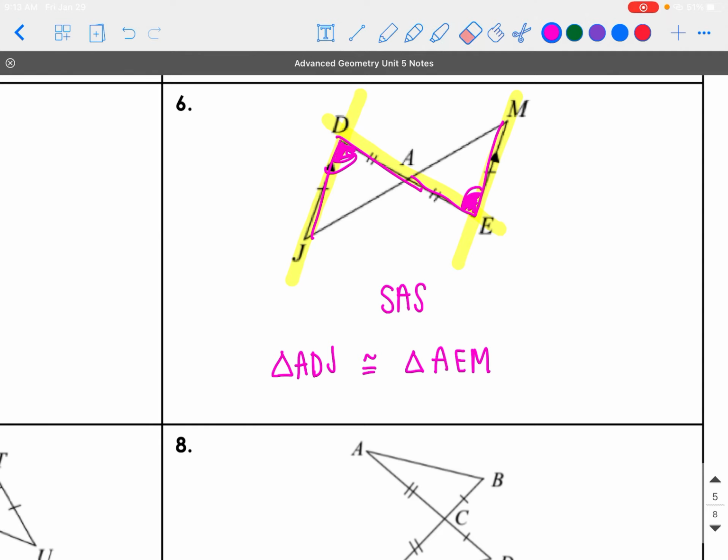Now let me show you another thing that you may have thought about. You may have recognized vertical angles. And yes, vertical angles are congruent, but that didn't give me what I needed because that is still angle, side, side. Angle, side, side. So that wouldn't have been a reason to say. So you have to look at all of your options. Some of them only have one option, but questions like this, you have multiple options.